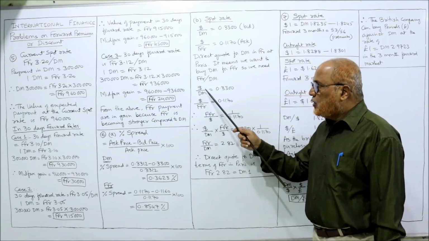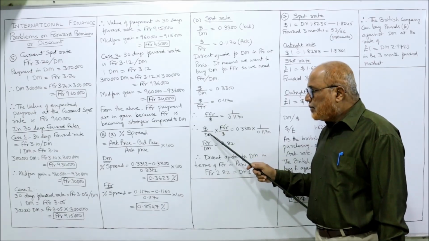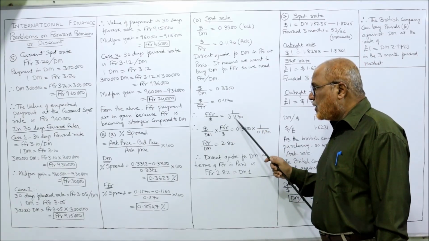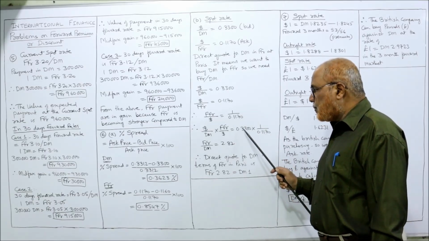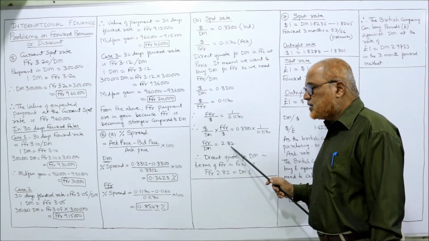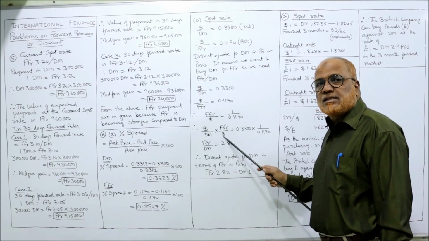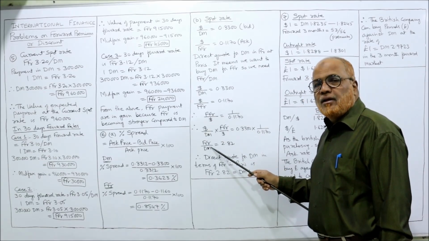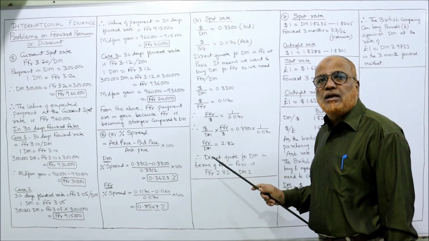Now we multiply dollar by DM into FFR by dollar. Dollar by DM, how much is the value? 0.3300 into FFR by dollar, we got 1 divided by 0.1170. So if you divide 0.3300 by 0.1170, you will get 2.82. Here dollar and dollar will get cancelled. So the numerator will be FFR by DM. That means FFR 2.82 is equal to 1 DM.